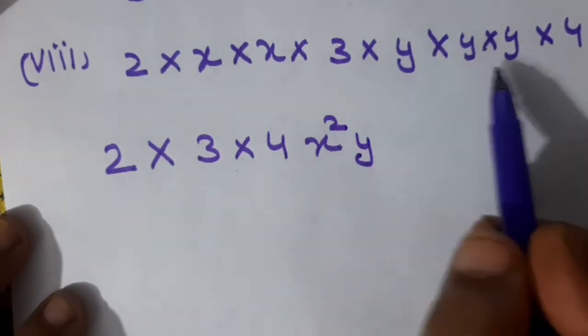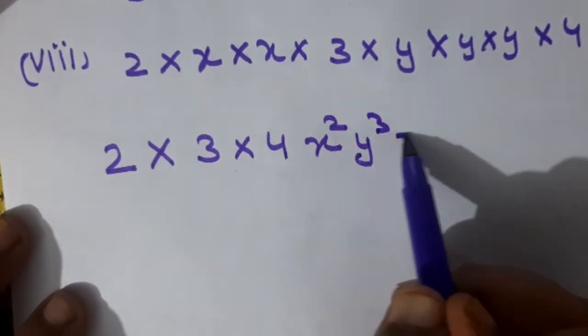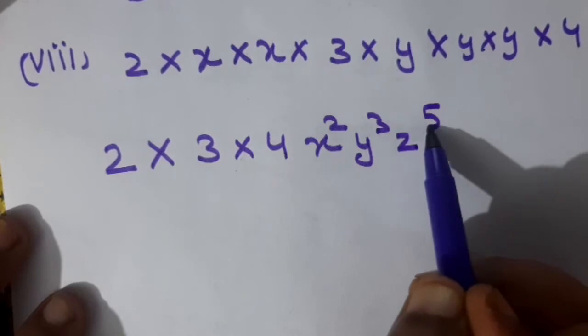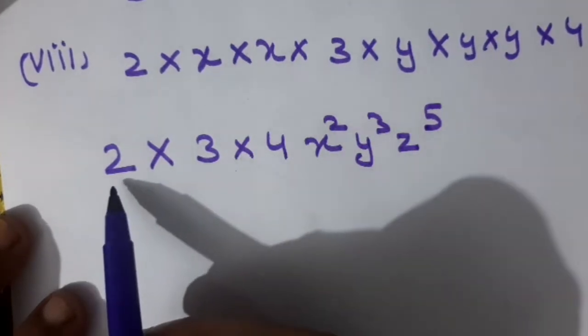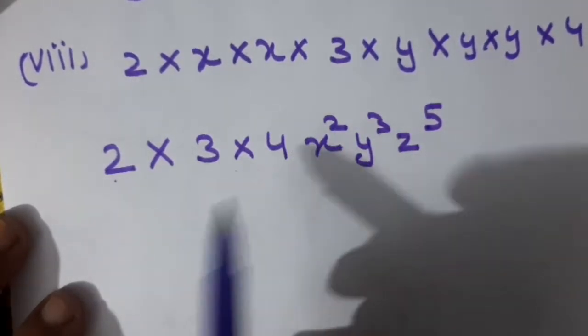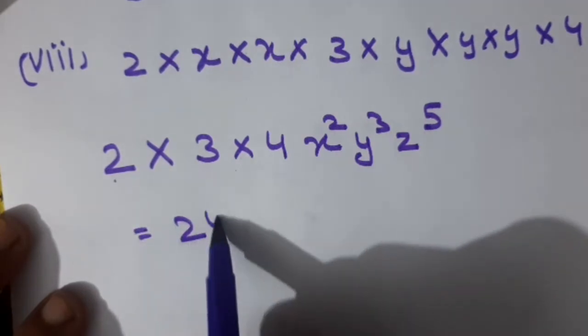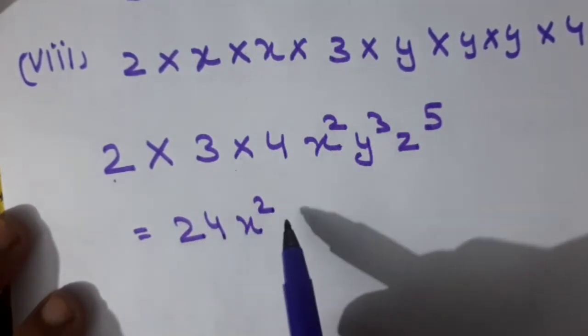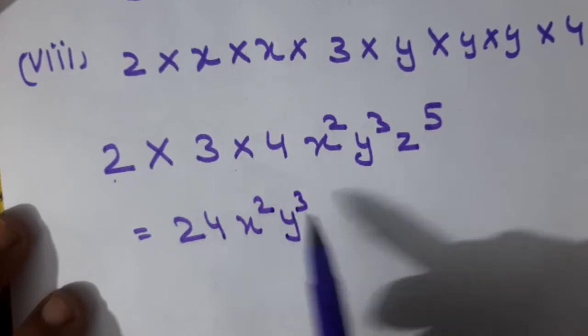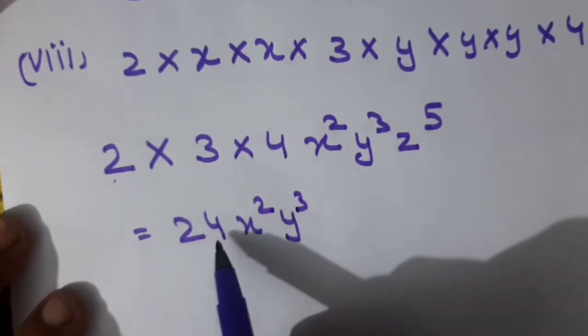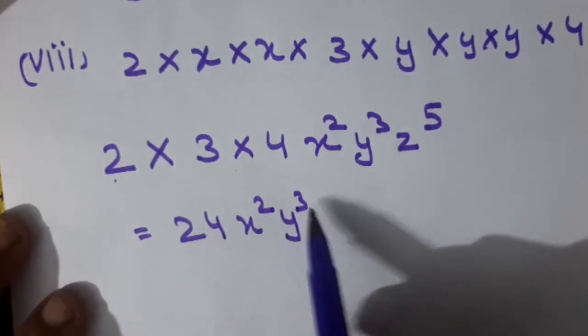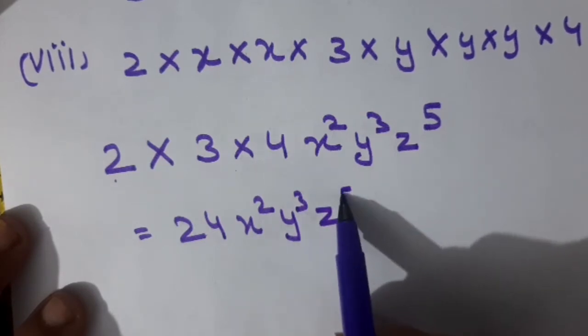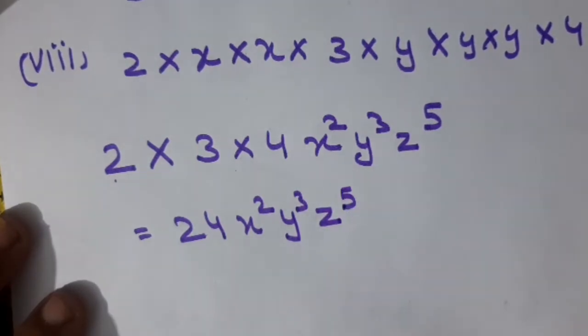Y it is 3 times, so I'll write Y power 3. Z it is 5 times, so I'll write Z power 5. Now I'll multiply this. 2 into 3 into 4 is 24. So my answer is 24 X raised to power 2, Y raised to power 3 and Z raised to power 5.